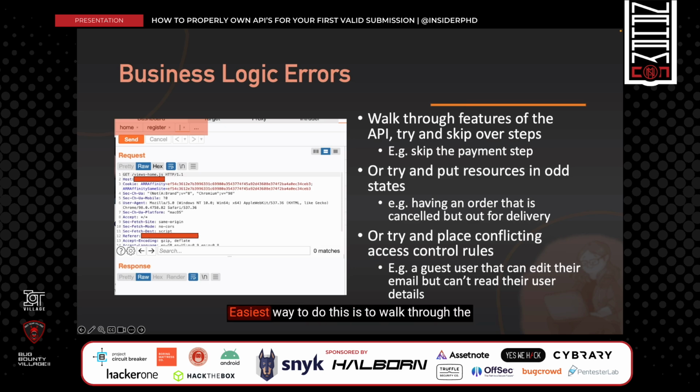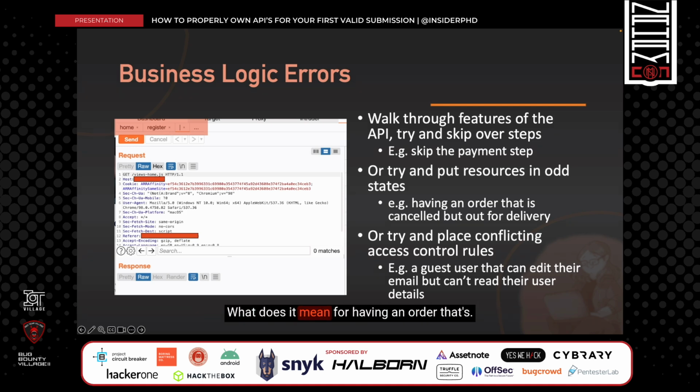Business logic errors. Easiest way to do this is to walk through the features of an API and try to skip over steps. So the way I do that is I will go into Burp, and if I'm taking an e-commerce website, I'll label the request to put things in cart, the request to check out, the request to put in shipping information, and I will walk through that one step at a time and see what is actually changing. So, for example, how does the website know that I've paid? What is it actually choosing for me to do that?